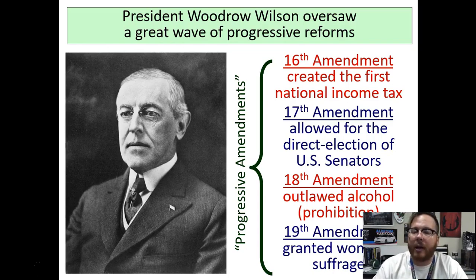he oversaw a great wave of progressive reforms. The 16th Amendment that created the first national income tax, the 17th Amendment that allowed for the direct election of U.S. senators, the 18th Amendment, which outlawed alcohol, prohibition, which, you know, maybe not the best thing he could have done, but the 19th Amendment granted women's suffrage, the women's right to vote. These are all considered to be the progressive amendments, and they happened underneath a Democratic president who was not considered to be a progressive.